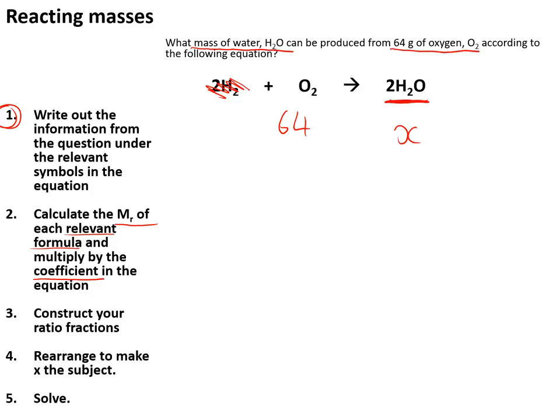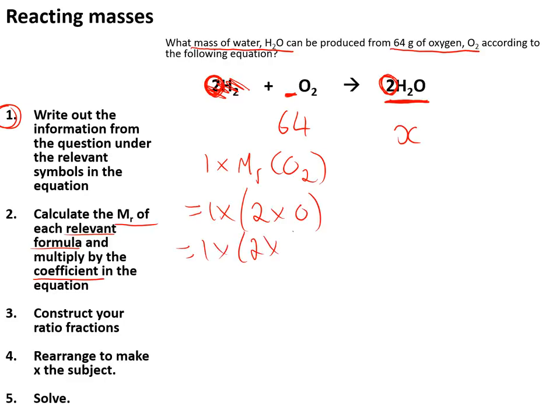The coefficient is the number in front of a compound in an equation, so these twos, for example. So for oxygen, our coefficient is 1, so we're going to find 1 times the MR of oxygen, which is going to equal 1 times... oxygen has a relative atomic mass of 16, so we're going to have 1 times 2 lots of oxygen. So 1 times 2 times 16. That is going to just be 32 in total.